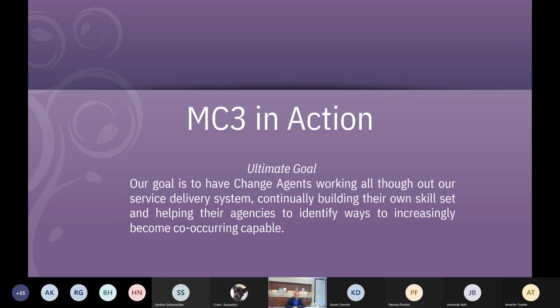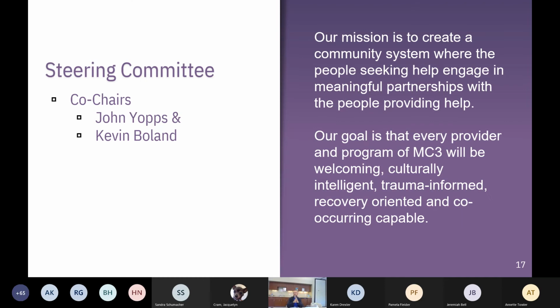And so what I would like to do, being one of the co-chairs for our steering committee, is to kind of bring things back around a little bit, away from JFS and back to MC3. So there are opportunities for you to get involved. We have a steering committee with co-chairs of John and I. And our mission is the same as MC3, in trying to influence positive change and getting change agents out there throughout the systems.